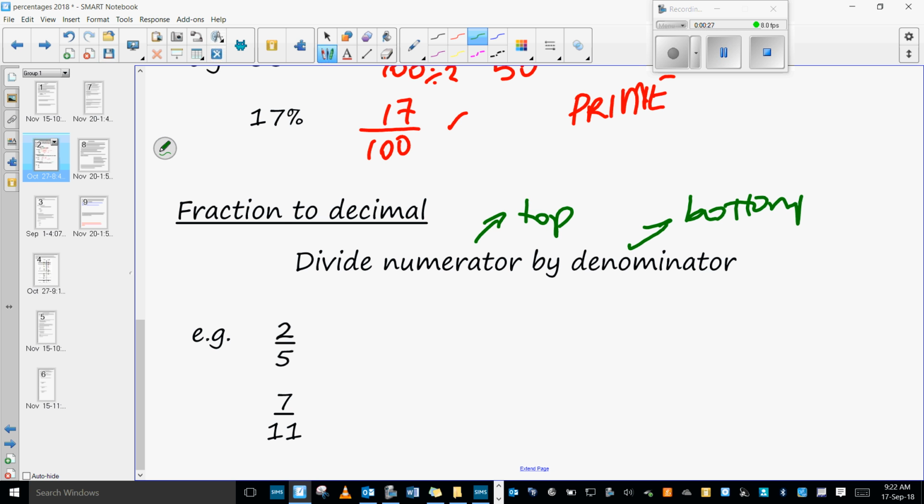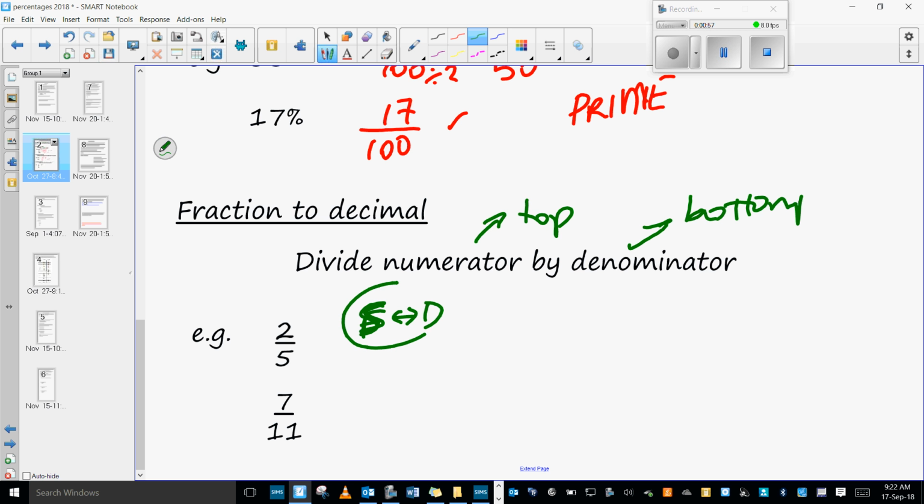Now, I'm not going to worry about trying to do this without a calculator. Just chuck it in the calc. So you're going to do 2 divided by 5. Now, if your answer comes up and it still looks like a fraction, there's a button that says S-D. You hit that button, and it changes it back and forth from fraction to decimal.